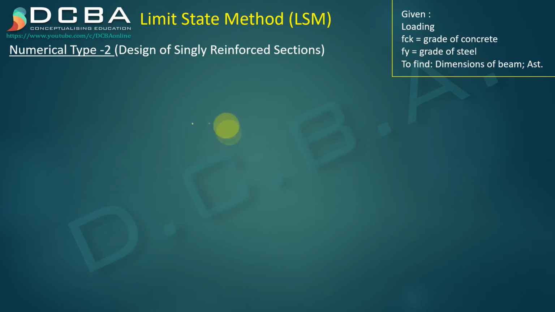In this lecture, we'll be starting with our numerical type 2, which is design of singly reinforced sections. What would be given to you in these type of numericals will be loading. Loading is given. The grade of concrete used will be given. Grade of steel used will be given. What you have to find is dimensions of beam and area of steel. Sometimes in some numericals, even one of the dimensions of the beam, or both the dimensions, would be given, and you will have to find AST.